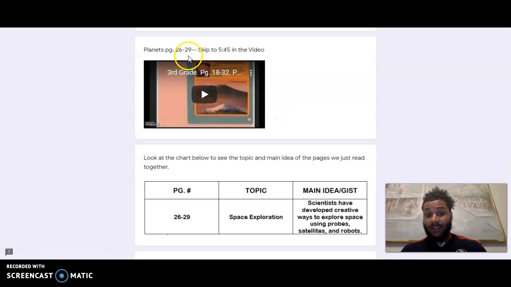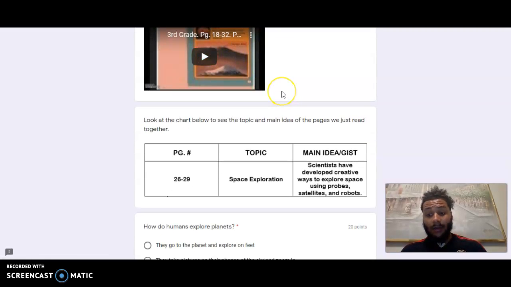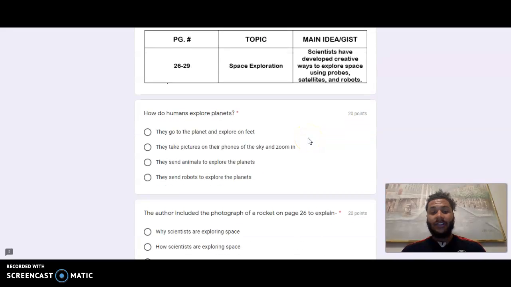Then we read page 26 to 29 together. Again, I'm not going to go back into the video for that. I'm going to go just to my gist chart, which is from page 26 to 29, and was about space exploration or exploring space. Those pages were mostly about scientists that have developed creative ways to explore space using probes, satellites, and robots. So the first question is, how do humans explore planets?